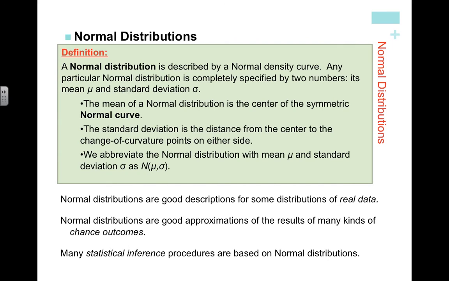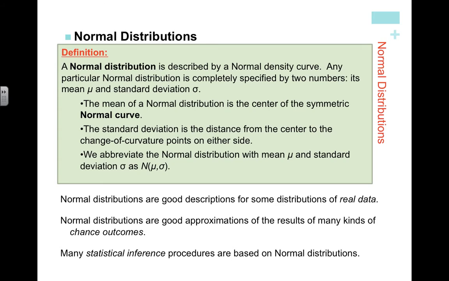Normal distributions are good descriptions for some distributions of real data. Typical is like your test scores. That's where that bell curve comes in. Normal distributions are good approximations of results of many kinds of chance outcomes. Many statistical inference procedures are based on Normal distributions. It's like all we do from chapter 17 to the end of the book.